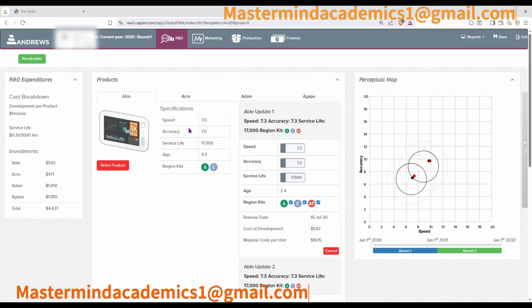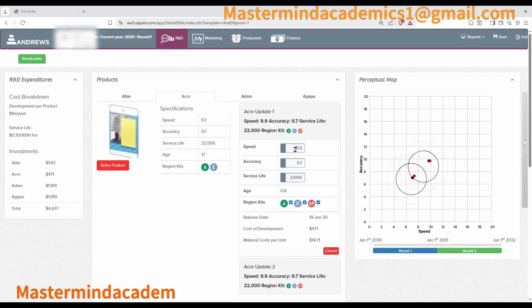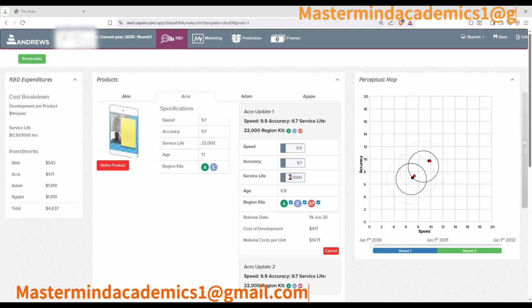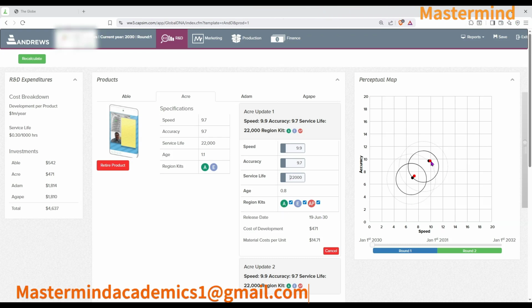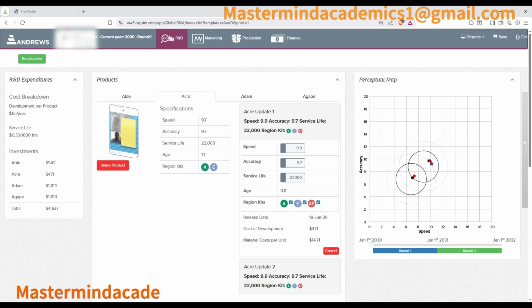So for Able, I decided to give it 7.3 and 7.3 for the accuracy. Service life maintained at 17,000. I'm selling in all the regions, so it's Americas, Europe, and Asia Pacific. And this is actually the positioning of our product Able on the perceptual map. For Eka, I decided to give it 9.9 and 9.7. Service life of 22,000. I'm selling it in all the regions, and you can see the positioning is here. So this one is in the performance segment.